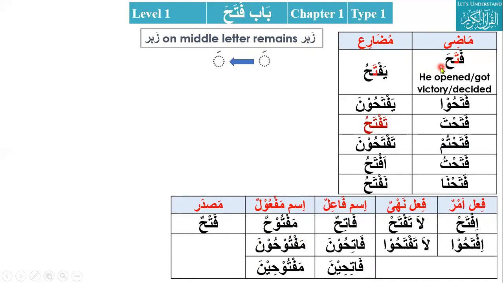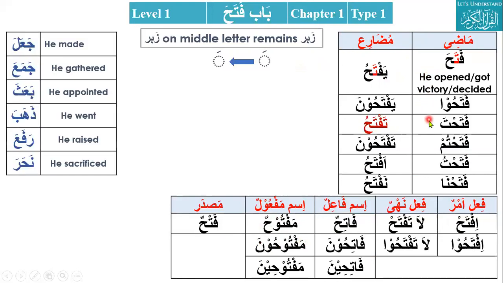Okay, so that is Bab Fataha. This is chapter 1 of level 1, Bab Fataha. Let's do the TPA together of Fataha. Fataha, fatahu, fatahta, fatahtum, fatahtu, fatahna, yaftahu, yaftahuna, taftahu, taftahuna, aftahu, naftahu, iftah, la taftah, iftahu, la taftahu, fatih, fatihun, fatihin, maftuh, maftuhun, maftuhin, fath is victory.